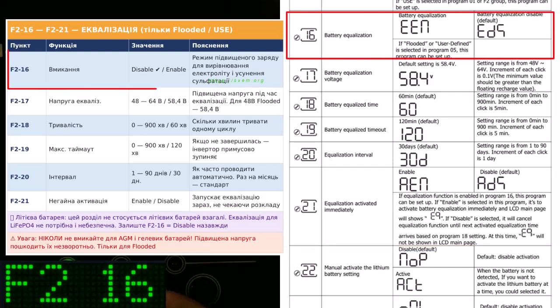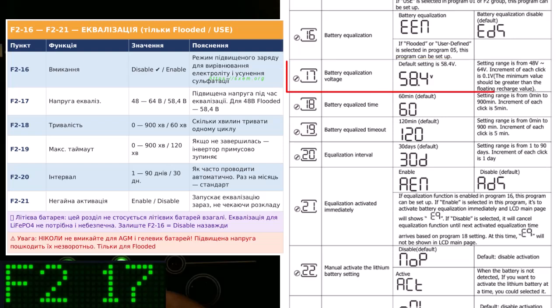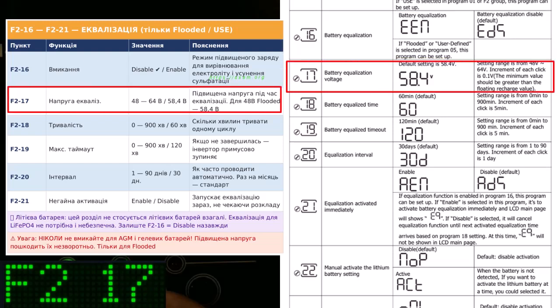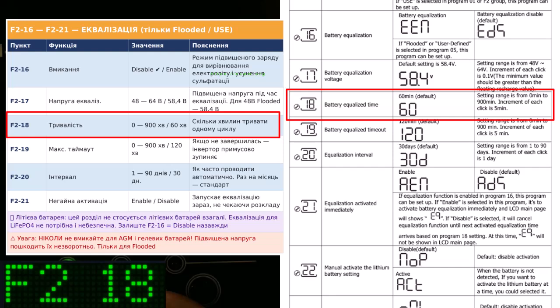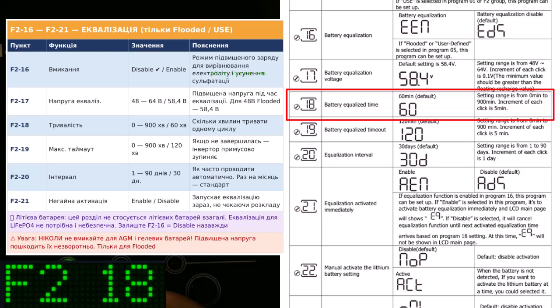F216, equalization on, off. Disabled by default, enable to activate. F217, equalization voltage. From 48 to 64 volts. Default is 58.4 volts for 48 volt systems. F218, duration of one equalization cycle. From 0 to 900 minutes. Default is 60 minutes.